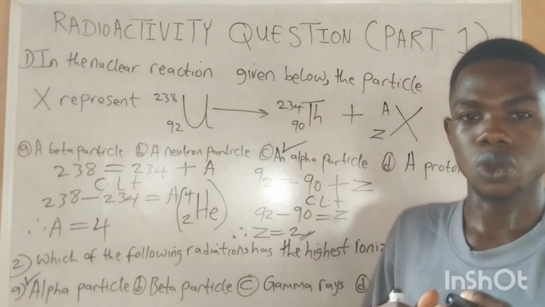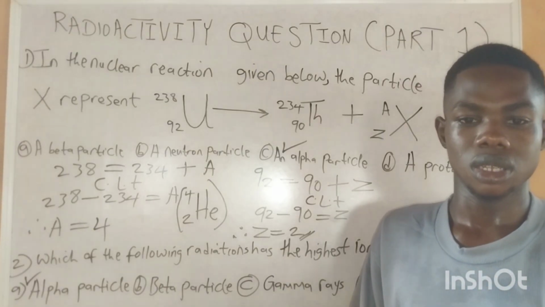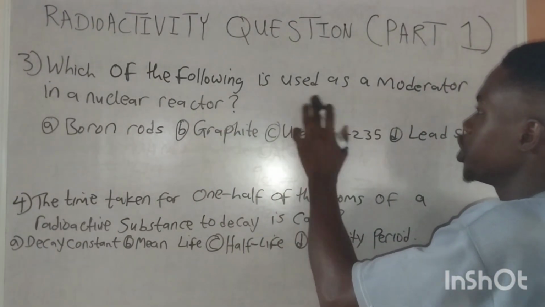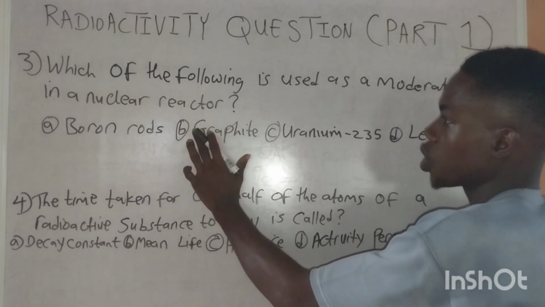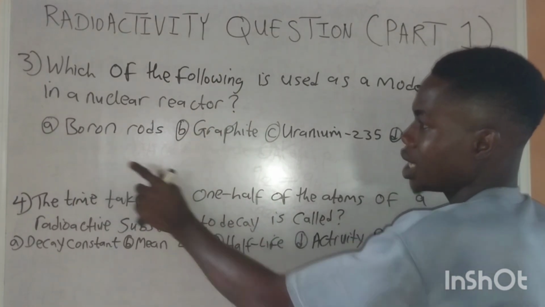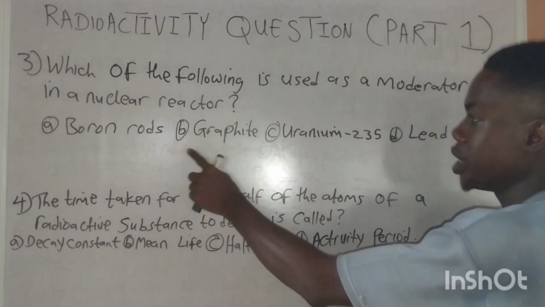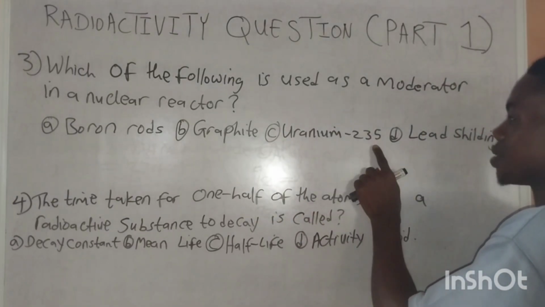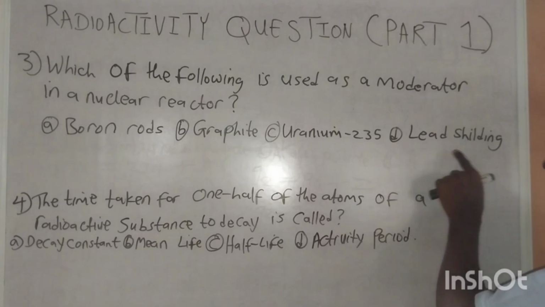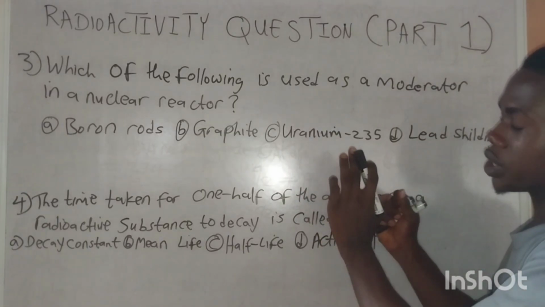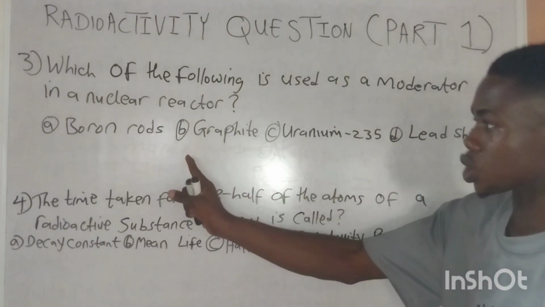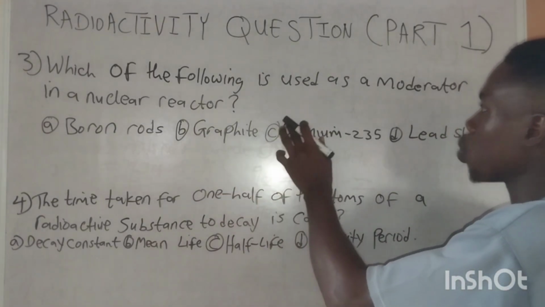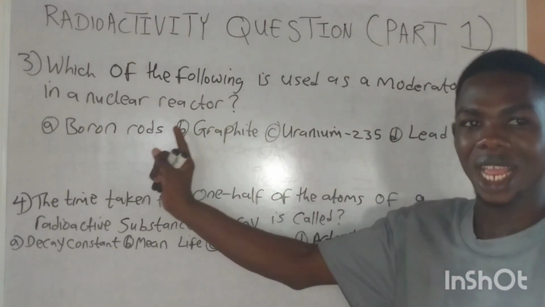So let's continue with today's lesson. The third question says, which of the following is used as a moderator in a nuclear reactor? Option A says boron rod, option B says graphite, option C says uranium-235, option D says lead shielding. If you look at this question very well, the answer is option B, which is graphite. Please take note that graphite is used as a moderator in a nuclear reactor.